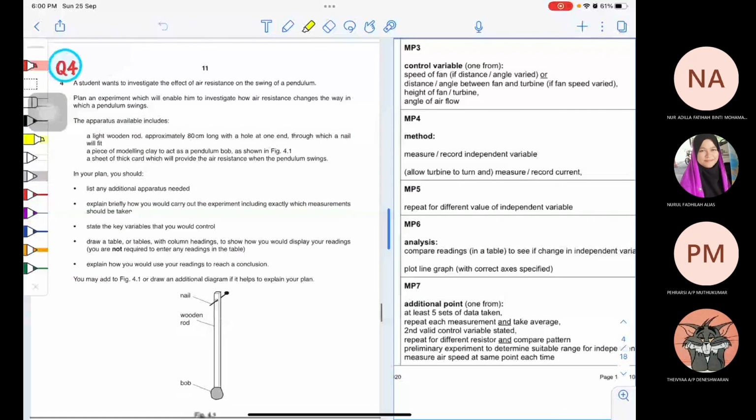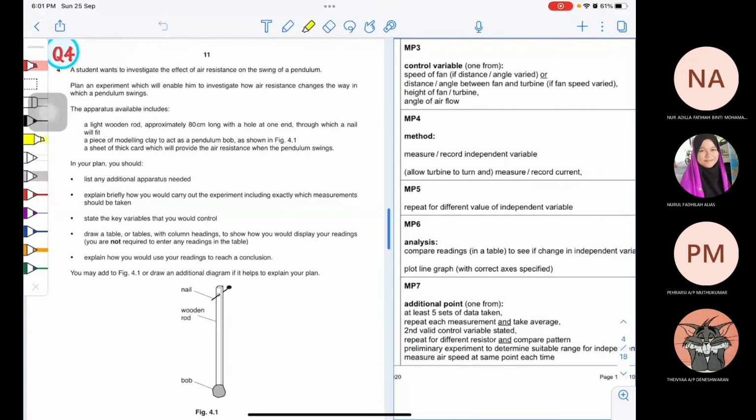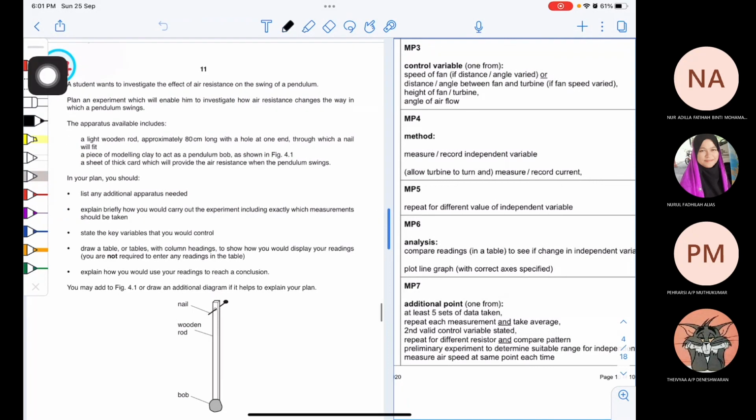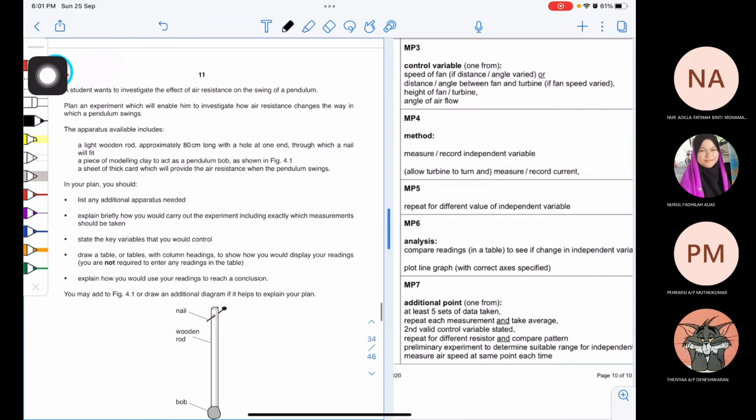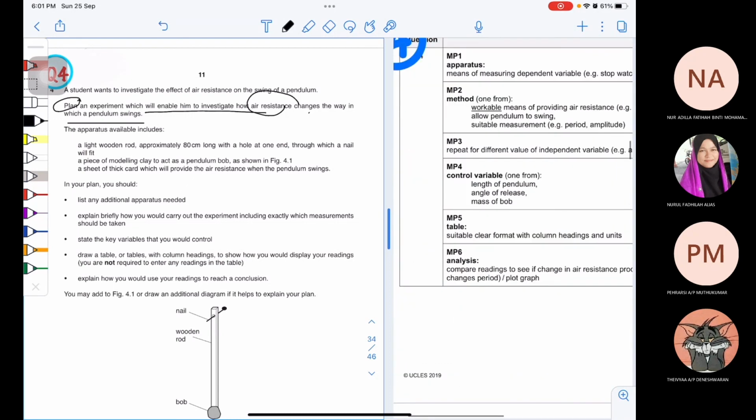Kalau eksperimen number 4 ni, dia macam biasa je, tapi dia ubah suai. Tengok plan experiment. Dia nak plan eksperimen macam mana? Plan an experiment that will enable him to investigate how air resistance changes the way in which a pendulum swings. Apa ni? Ini topik chapter 1 sahaja, tapi dia sebenarnya cakap tentang air resistance. Okay. So do you need any additional apparatus?